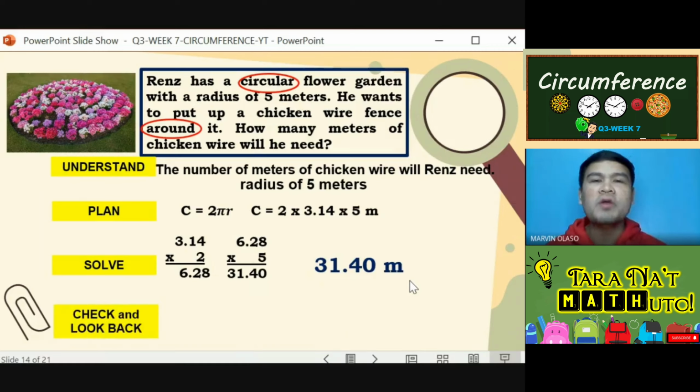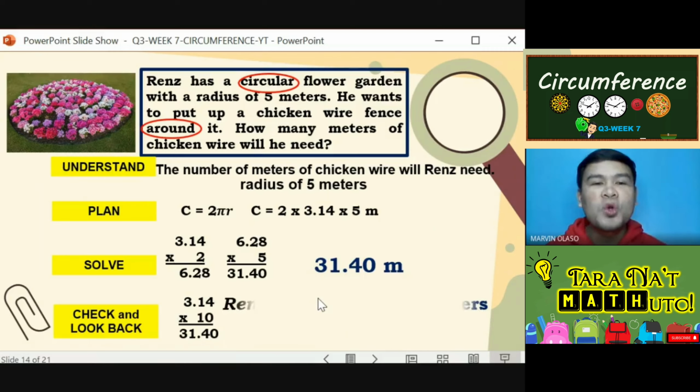To check if we have really a correct answer, let's look back. Remember that diameter is twice the radius. So, if the radius is 5 meters, logically, times 2, we have 10 meters. So, let's follow the other formula, C equals pi d. Let's multiply 3.14 times 10 as the diameter now. So, 3.14 times 10, we have 31.40. That means we have the same answer.